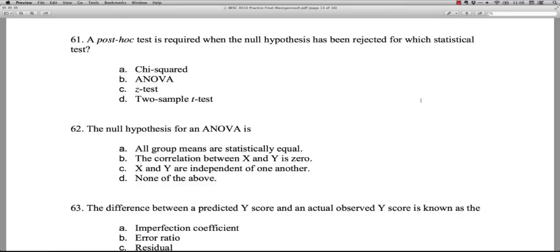Z test, you don't need a post hoc test because you're only comparing one sample to one population mean. You know exactly where the difference is. Same thing with the two sample t-test. You're only comparing two groups. There's only one difference to be looked at.